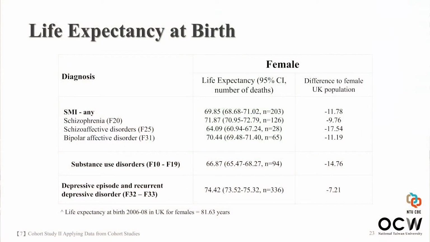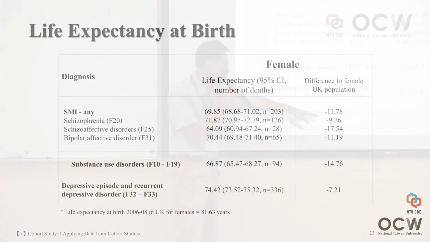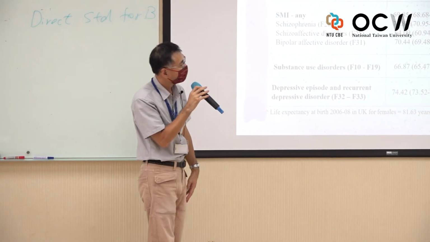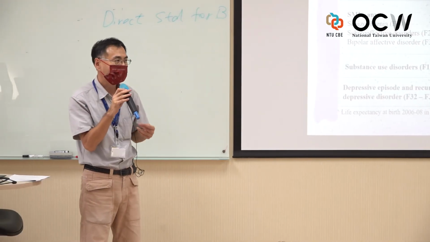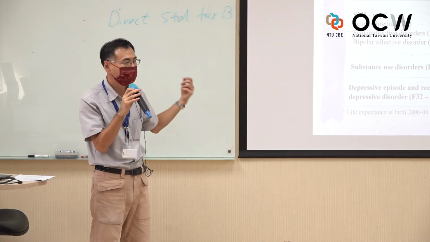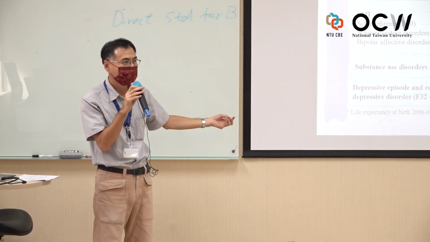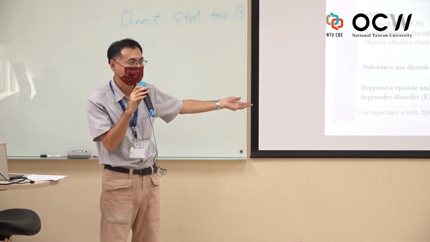We can see the information given for female. The worst one will be schizoaffective disorder. The life expectancy at birth will be as low as 64, which is about 70.5 years less compared to the general population in UK. Okay, so with the information from cohort study, we could generate such a straightforward and easy to understand result. It's understandable for most of the people, right?